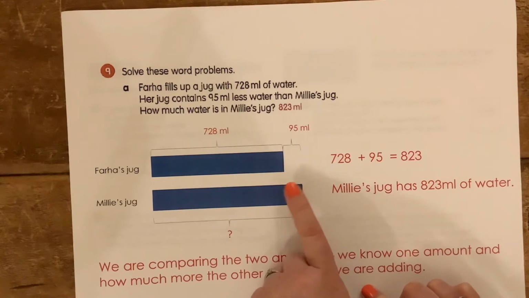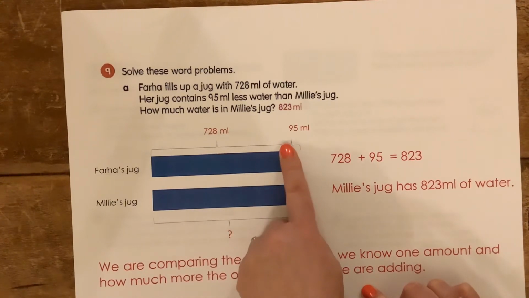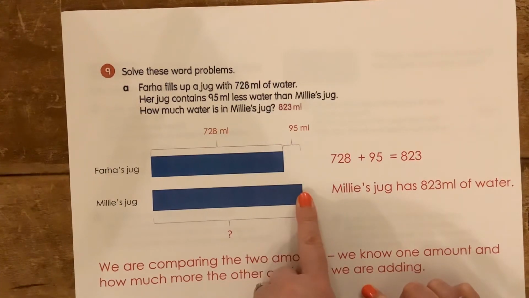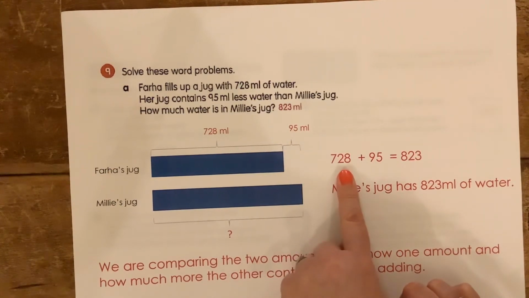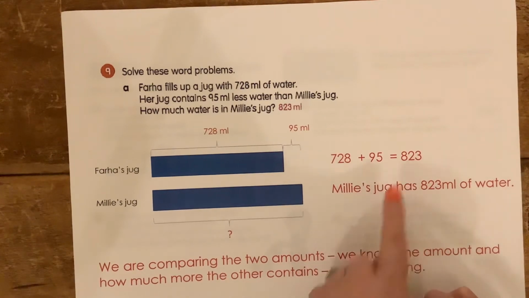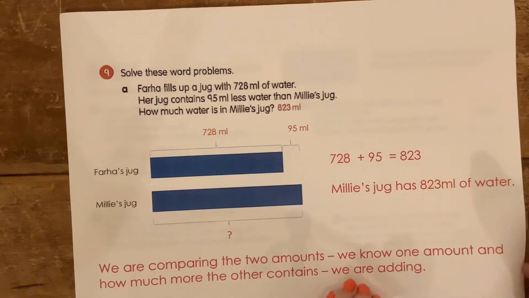So in order to work out how much Millie's jug does have, we need to add the 728 millilitres that Farah's jug has, along with the 95 millilitres more that Millie's jug has. So 728 plus 95 is 823. So Millie's jug has 823 millilitres of water.